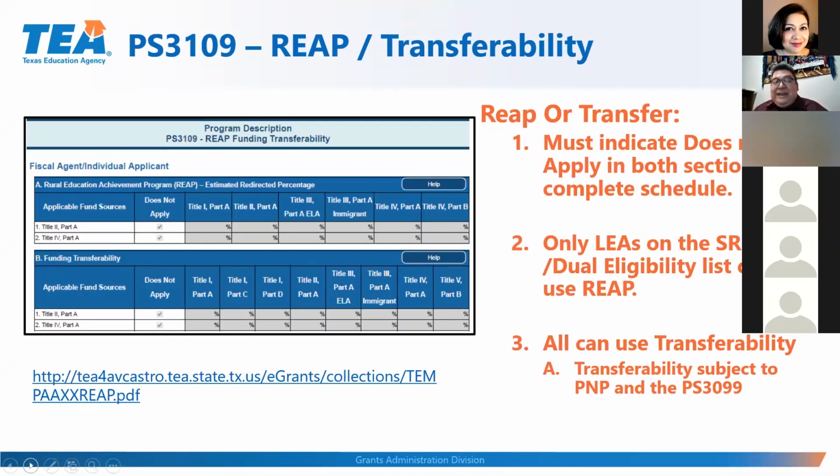You can do that one at any time, but we do ask you, there's at least 2 schedules we ask you to complete first, because these do drive some of the data that populates in some of the other program schedules. The first one, of course, is the PS 3109. And the PS 3109 is your REAP funding or transferability.